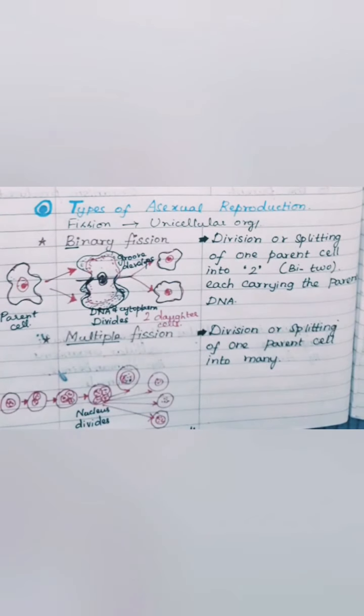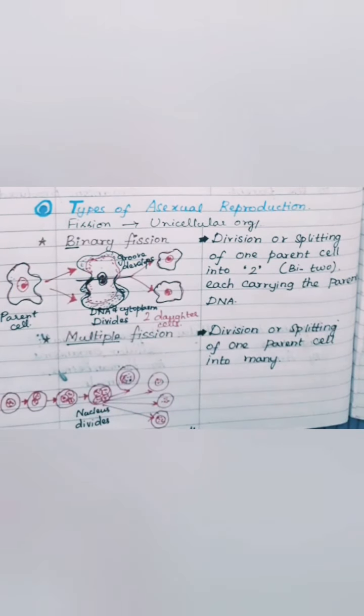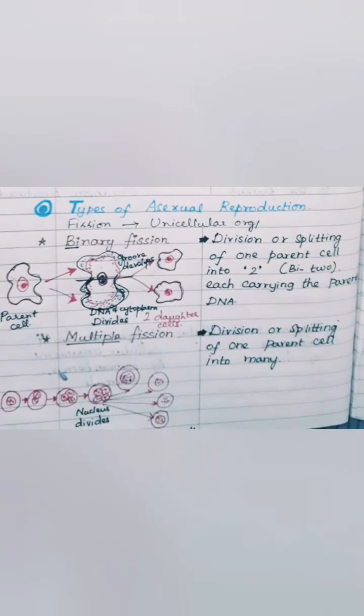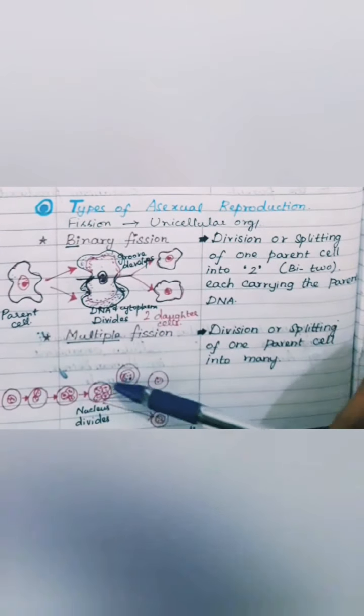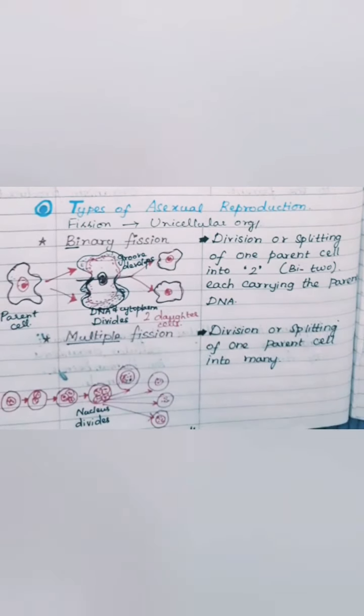One is by multiple fission. The parasite called Plasmodium divides by multiple fission, and this amoeba also divides by multiple fission sometimes. Okay, so in multiple fission one parent cell divides into many. The nucleus starts dividing into many nuclei inside the cell, and each nucleus has the ability to develop into a new daughter cell. So if 4 nuclei form inside the cell, the resulting daughter cells will be 4 in number.